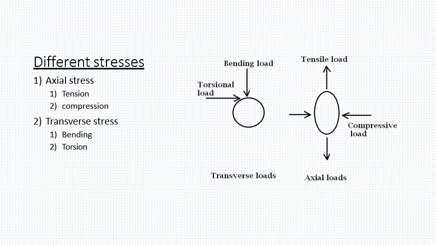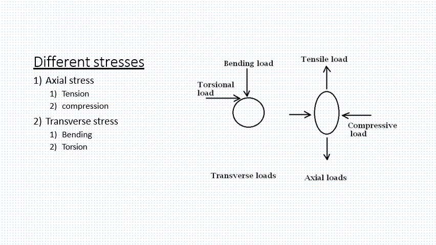Next, differential stresses. We can take differential stresses in two categories. One is axial stress, another one is transverse stress. Axial stress mostly produces tension or compression in our solid body. Transverse stress mostly produces bending and torsion.